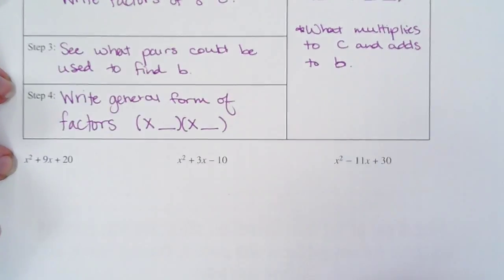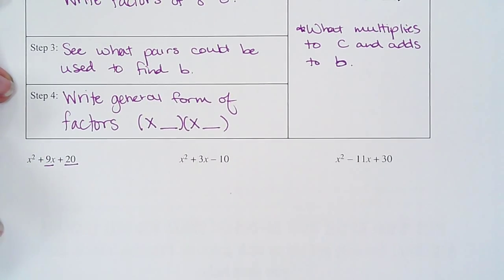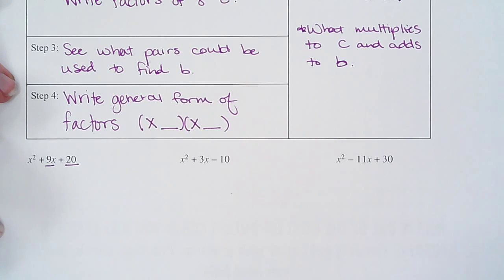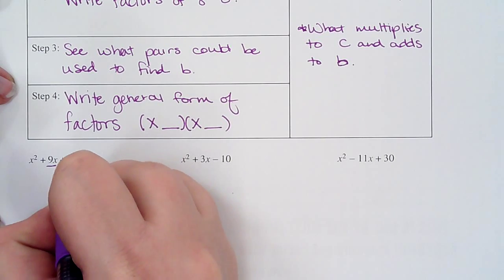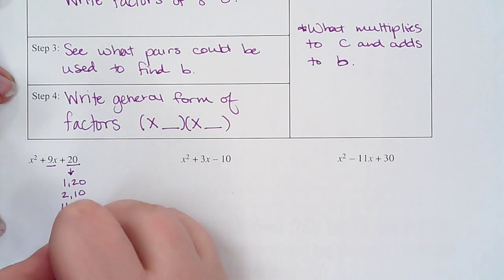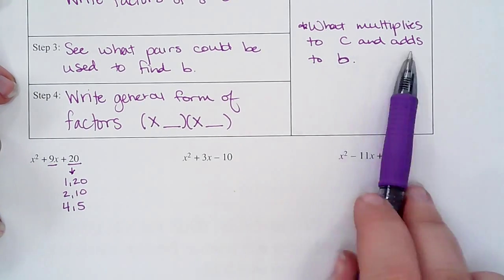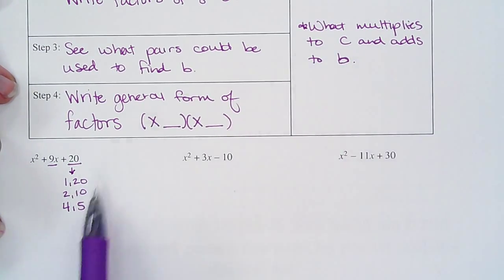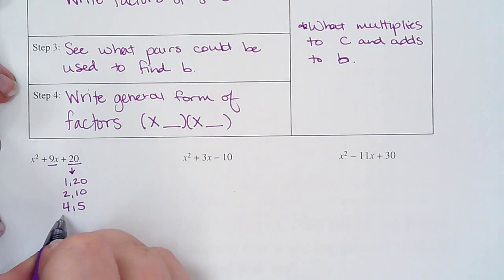So let's go down here. My B in this case is 9 and my C is 20. These are already set equal to 0, which means I don't have to move any terms around, and they're already in standard form. So now I'm going to write the factors of C. I've got 1 and 20, 2 and 10, 4 and 5. Now I need to see what adds to B. A positive 4 and a positive 5 will add to 9.